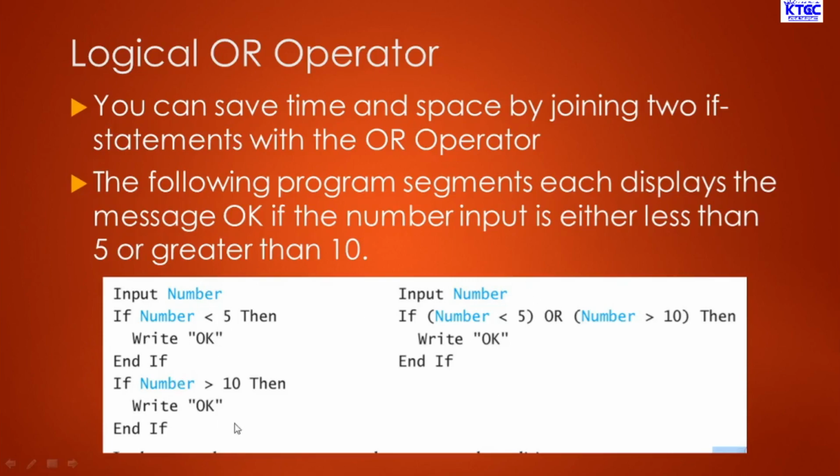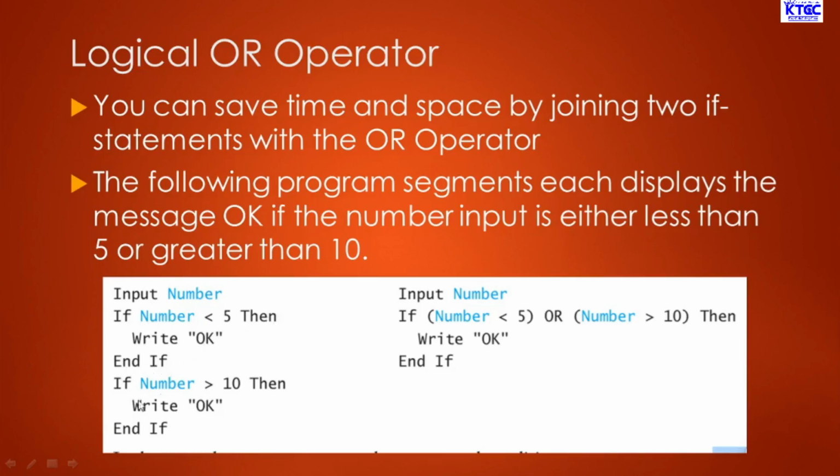But let's look at how the OR operator has been used to simplify it here: 4 lines of code instead of 7. So instead of 7, with this OR operator, we have just 4 lines of code. So you can see how powerful they can be. The input number, and then the user inputs a number. So we are going to make a decision here. If a number is less than 5, write okay and end if.